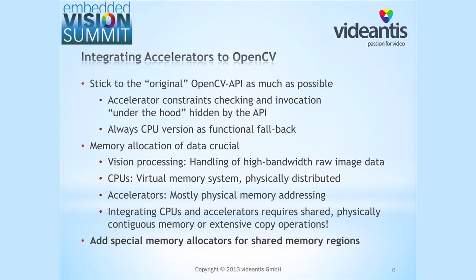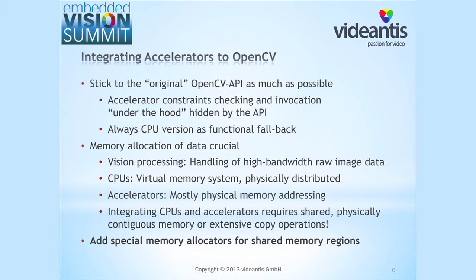So for example, you have limitations on the data types that you support. You have limitations for some image dimensions or things like that. By doing it this way, we always have the CPU version as the functional fallback. So you start with taking your code, dump it onto the host CPU, and it'll run immediately. It will not get the performance that you expect, but it'll run, and you can start from there.